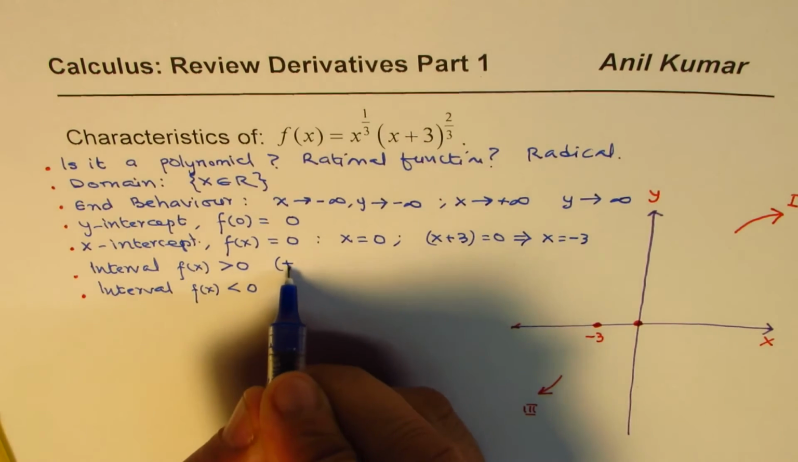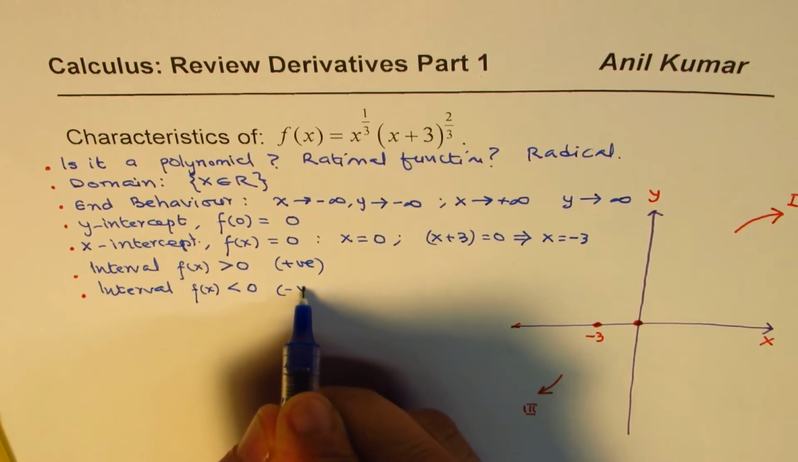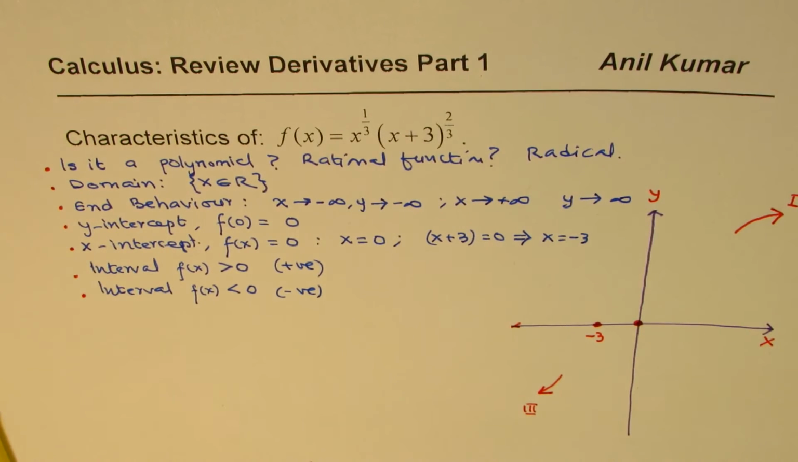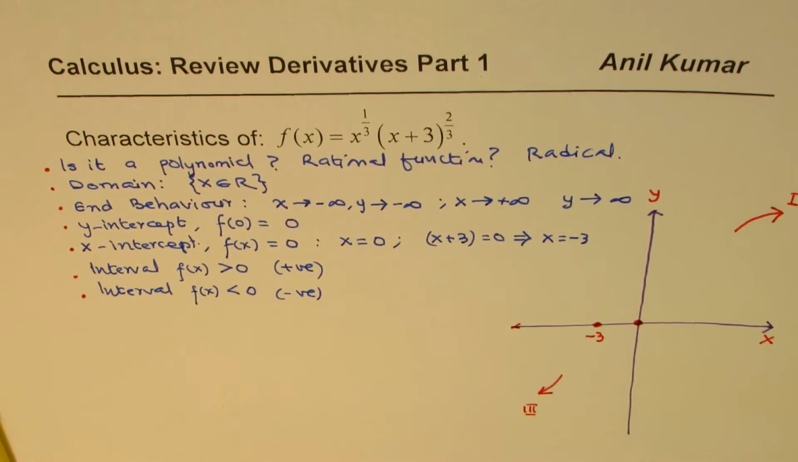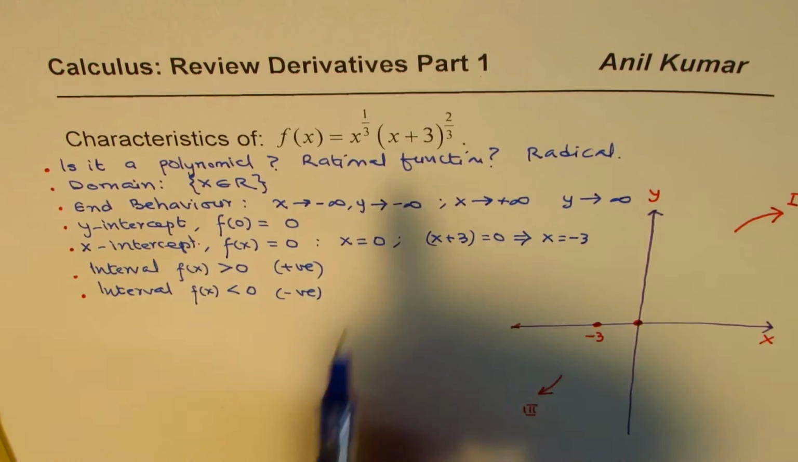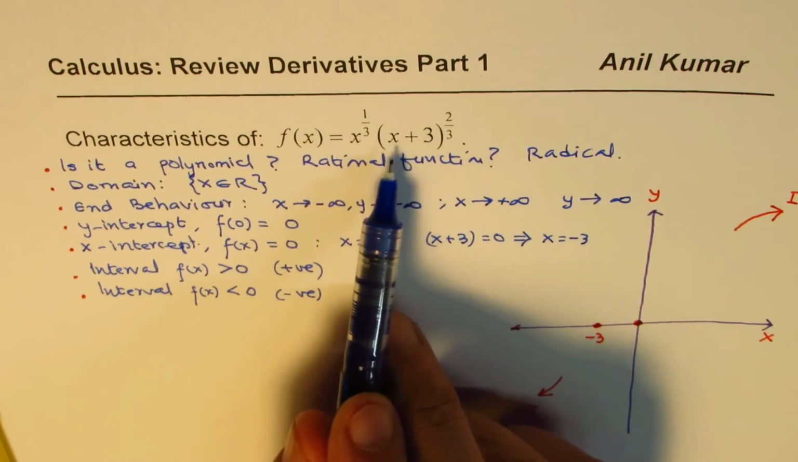That means it is positive, and this means negative, right? So we have to find the domain of this function where this function is positive. You can always pause the video, answer these questions, and then move on and check what we are doing, right? As you can see, there are two factors here.